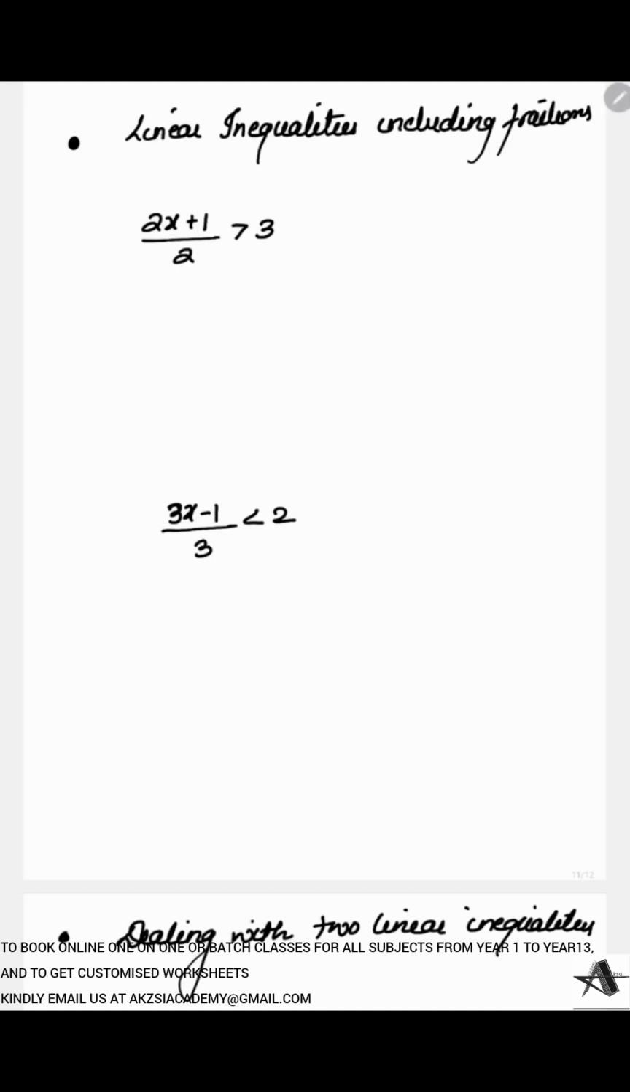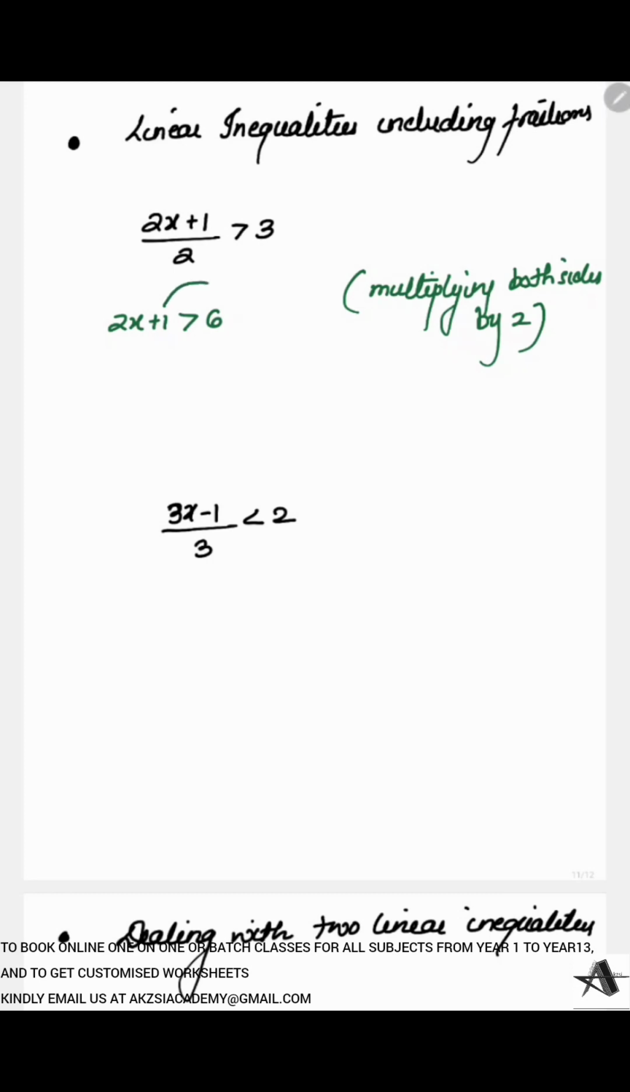That means first we need to remove this denominator, and for that I'm multiplying both the sides by 2. So this will be 2x plus 1 greater than 6, because I have multiplied both the sides by 2. So 3 multiplied by 2 will give me 6.